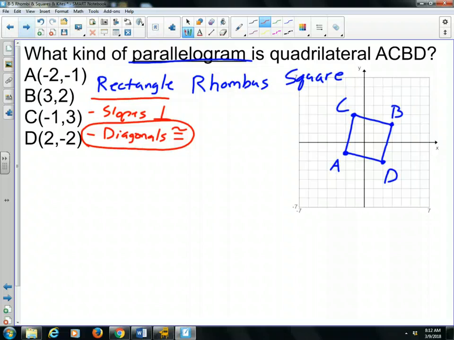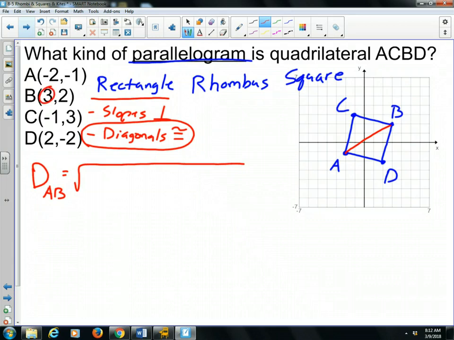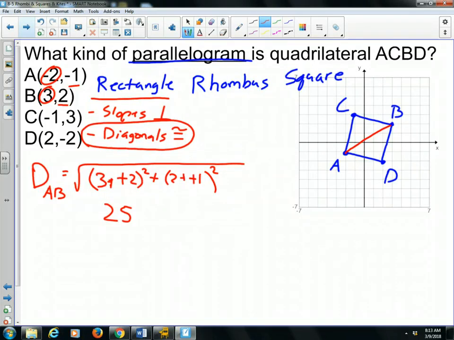So let's find the distance from A to B. That's one diagonal. So here is the distance from A to B. It equals the square root of x2 minus x1, 3 minus negative 2, quantity squared, plus y2 minus y1, 2 minus negative 1, that quantity squared. So we have 2 plus 3 is 5, squared is 25. 2 plus 1 is 3, 3 squared is 9. So we get the square root of 34 units. If CD is also the same length, then we have ourselves a rectangle.